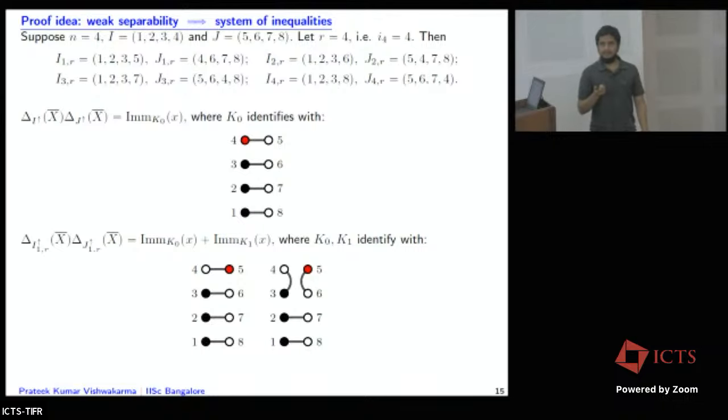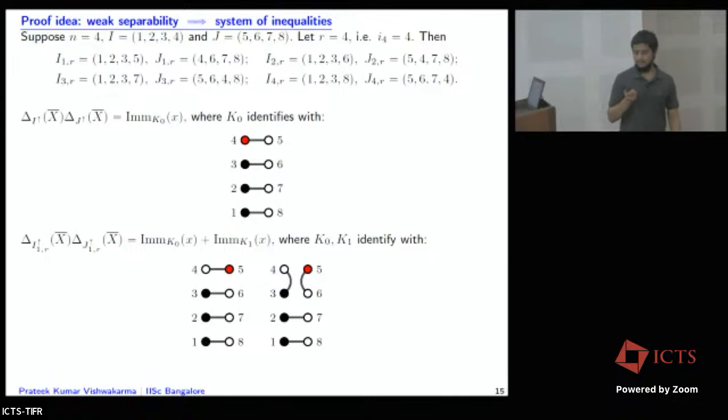For the second term, which is delta I1, delta J1, we get two immanants because there are two ways to draw the diagrams. Now note that the first diagram for delta I1, delta J1 matches with the first one above. So there are two immanants corresponding to delta I1, delta J1.